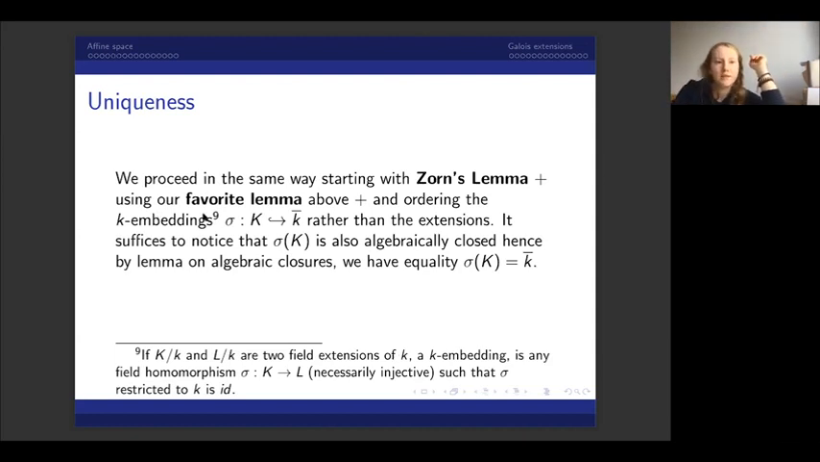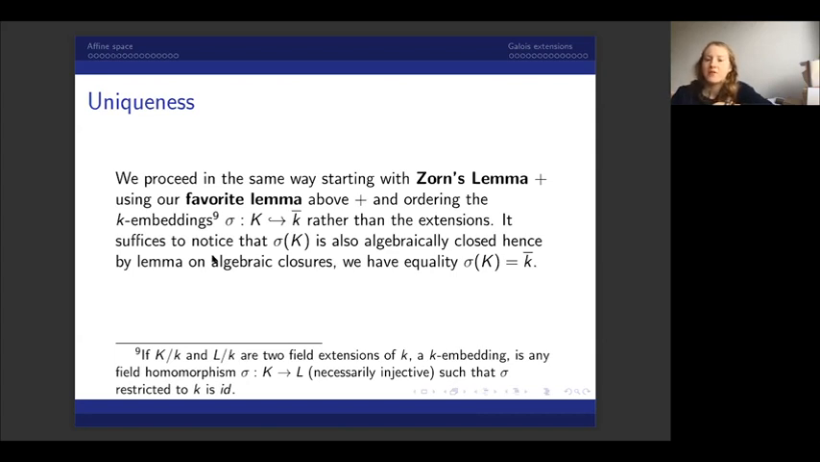I am aware I did not define the word K embedding, so here is a footnote. If you have two field extensions of K, capital K and L, a K embedding is any field homomorphism sigma from K to L, which is necessarily injective, and such that sigma restricted to small k is the identity. So over small k it is the identity, and here you have capital K to L, a field homomorphism.